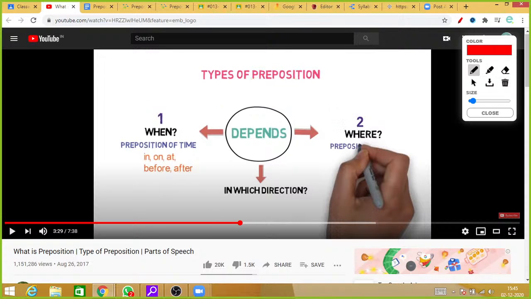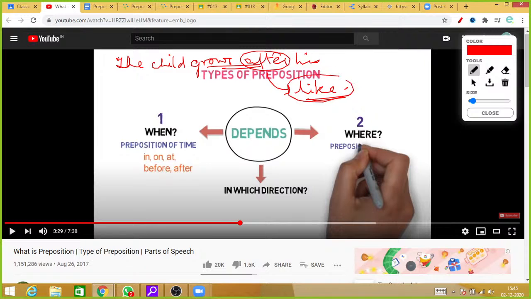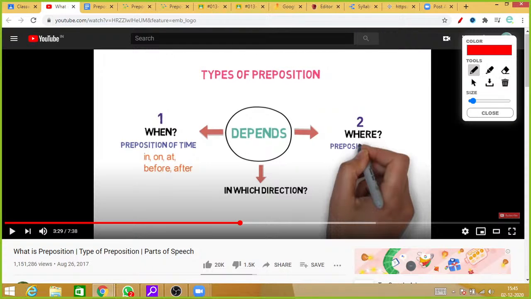Okay. But if you say the child grows after his father, grows, so this after here would be he is like his father. So a better word would be like. Okay, but I want you to use the words before and after for an event like I explained.